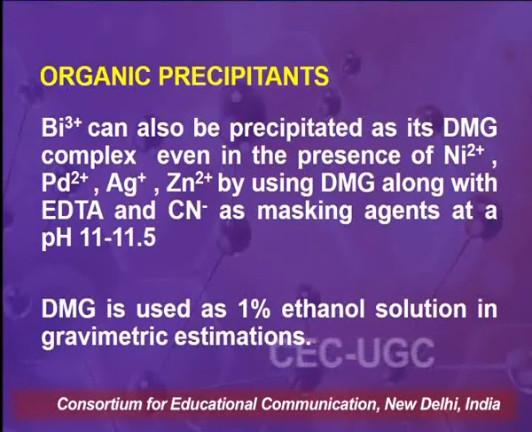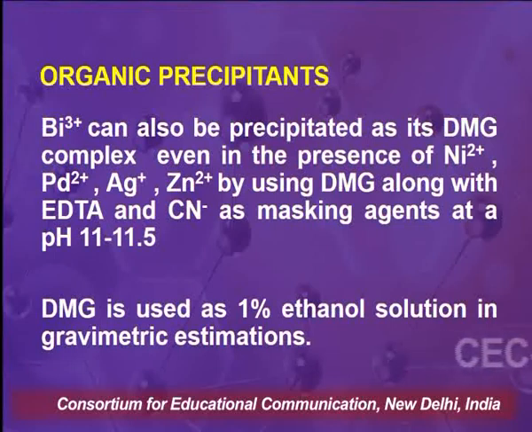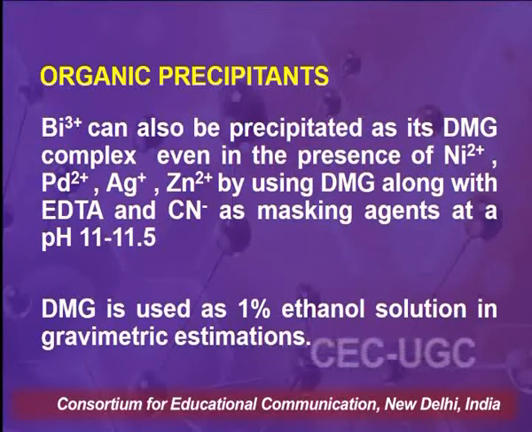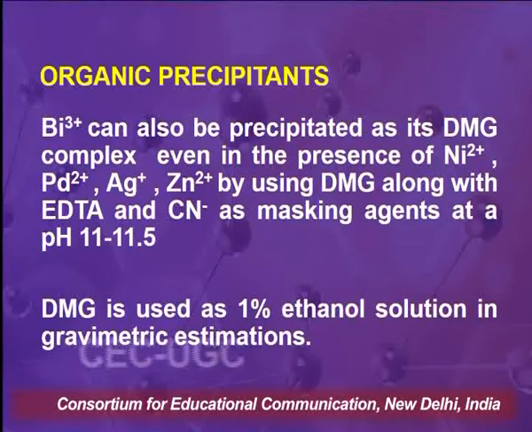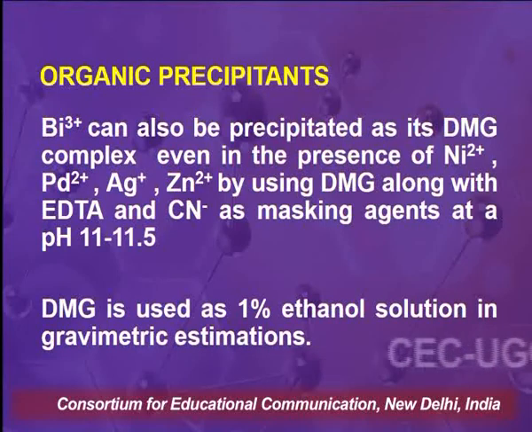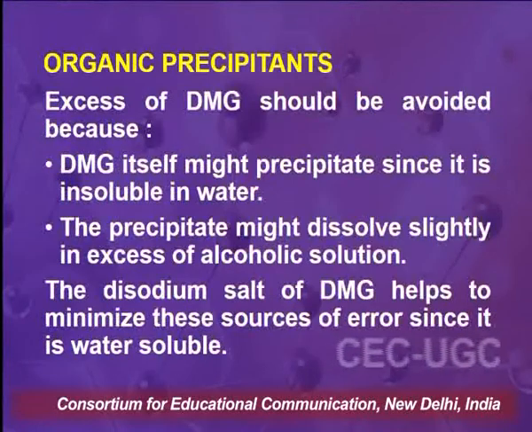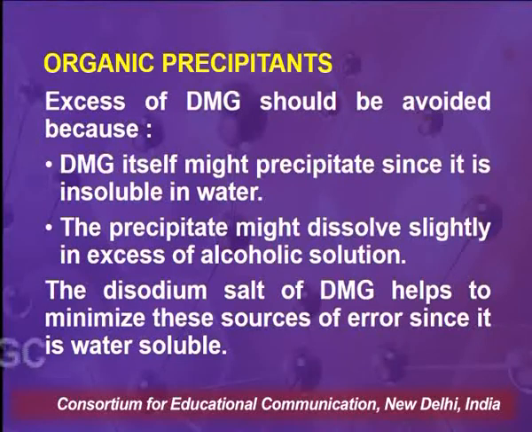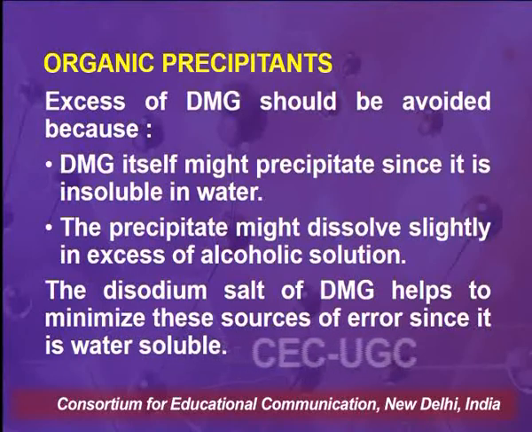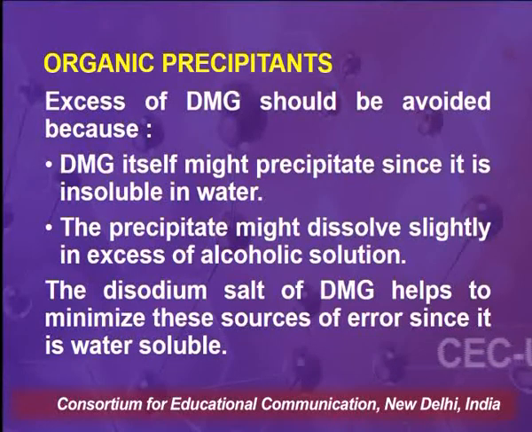DMG is used as its 1% ethanol solution in gravimetric estimation, and along with ethanol, concentrated sulfuric acid in a very small quantity is also added to dissolve DMG, and the remaining volume, for example, if you are preparing a 100 ml solution or 1 liter solution, is made up by water. Now in this case, excess of DMG as an organic precipitant should be avoided for the precipitation of nickel or lead or bismuth.